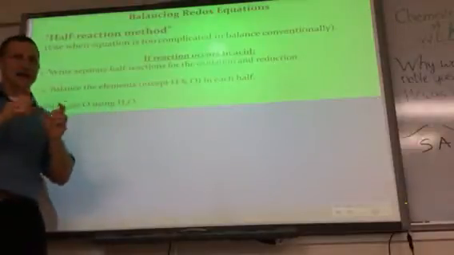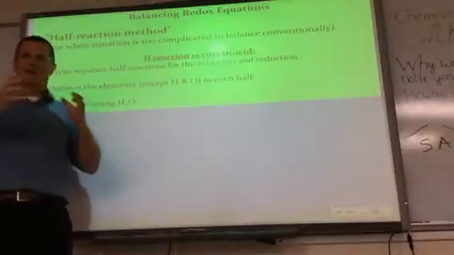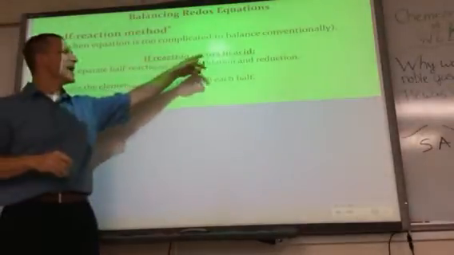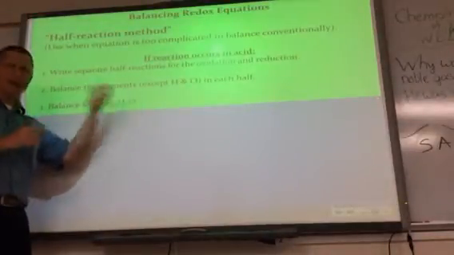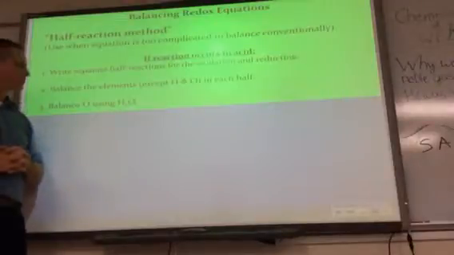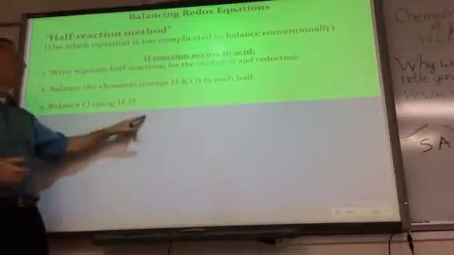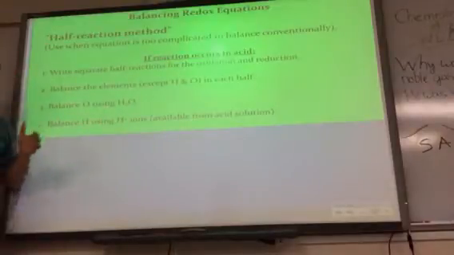Oxygen atoms and ions do not float around very easily on their own. They're very reactive, and they tend to grab onto things. So because this thing is an acid, the oxygens that are free are going to take hydrogen ions and bond to them and make water. So however many O's you need on one side, you add that many water molecules. Now for the hydrogens, because this is in an acid, you're going to use hydrogen ions to balance the hydrogens.